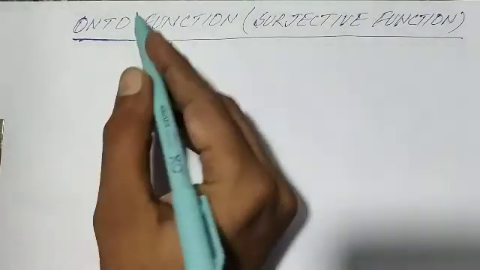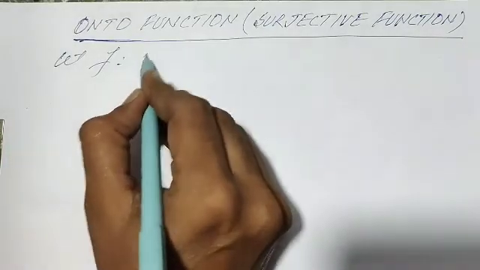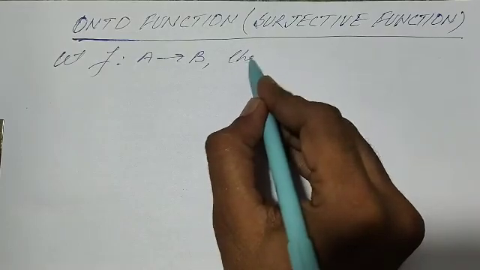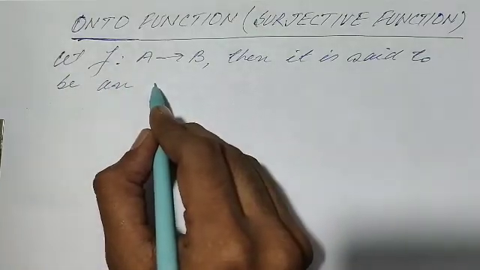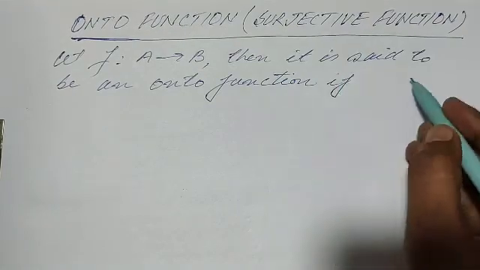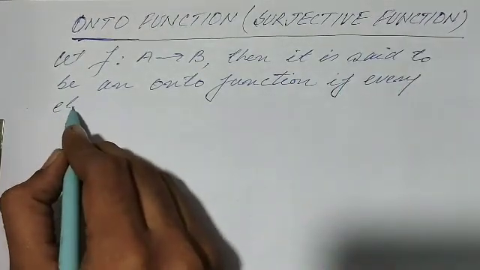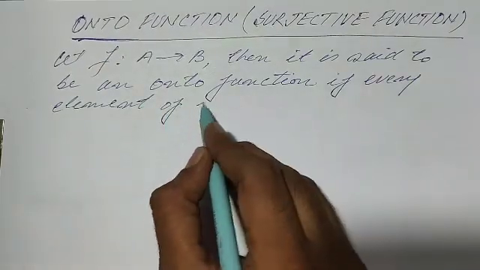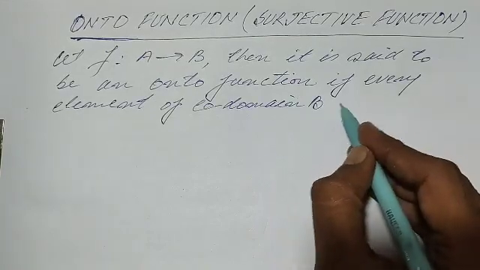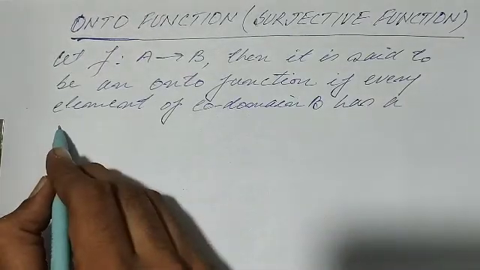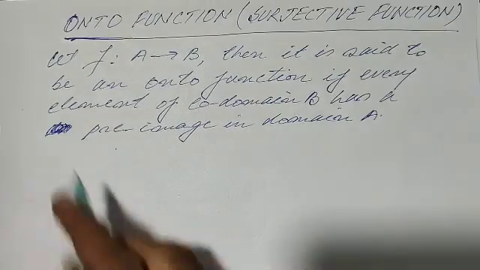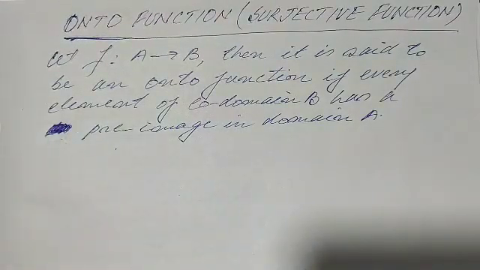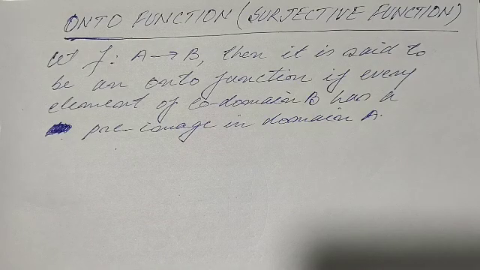Now let us talk about onto function. Let f be a function from A to B, then it is said to be an onto function if every element of codomain B has a distinct pre-image in domain A. That is, there should not be any element in codomain which doesn't have any pre-image in A, then the function is said to be an onto function.